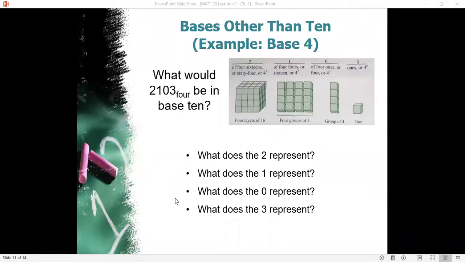So when you ask a question like, well, what does that 2 represent? Well, the 2 represents the number of 64s. In the same way the 2 would have represented the number of thousands, because that's 10 cubed, it represents the number of 64s, because that's 4 cubed.